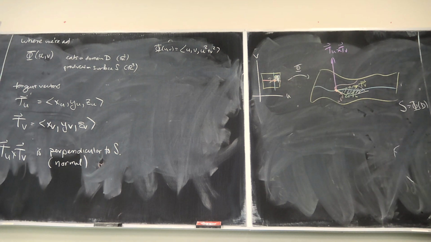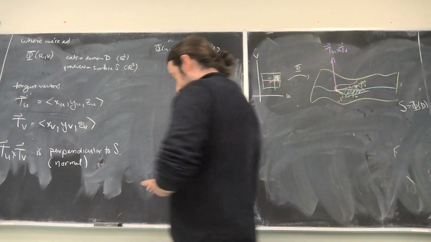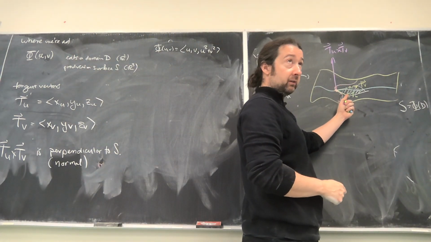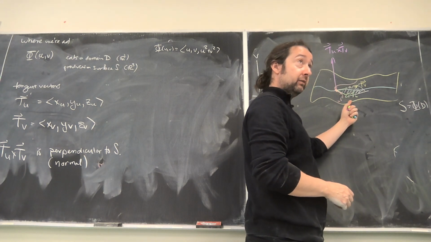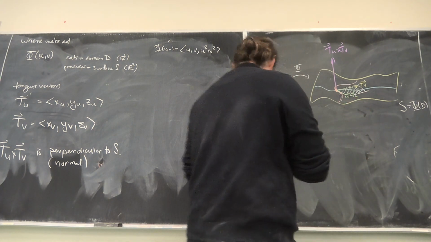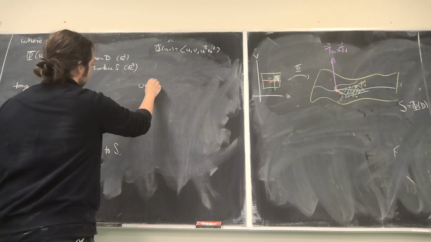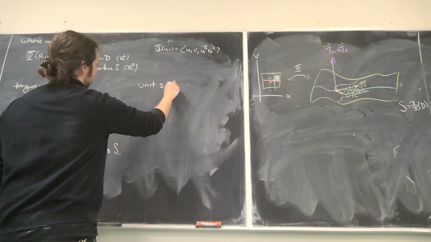And I bet I know the area of that parallelogram. How do you calculate the area of a parallelogram formed by two vectors? Magnitude of cross product. So the idea is that I know the area of that parallelogram is the magnitude of the cross product. So we're going to define something called unit surface area.